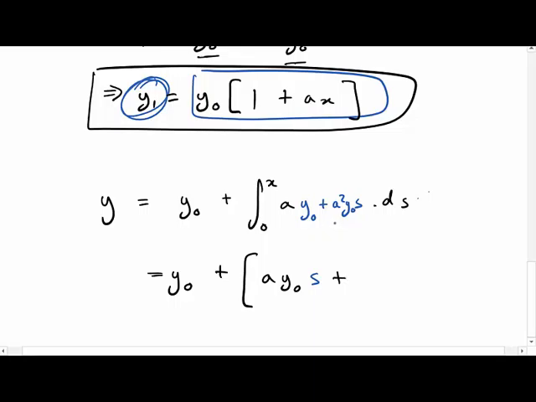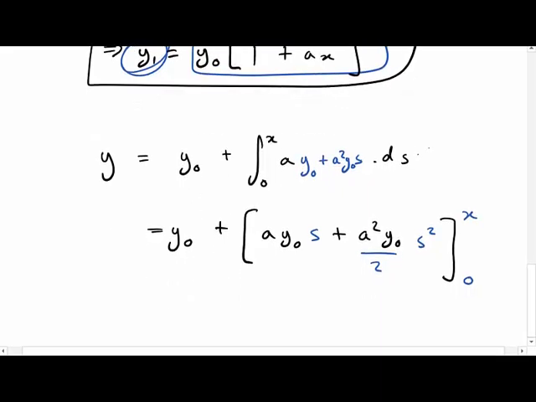Plus, just remember that a squared y0 is still going to be a constant. But now we're integrating with respect to s. So what's the integral of s? Well, it's going to be raise the power by 1 and divide by the new power. So this is going to become s squared over 2. And of course, we've still got the limits from 0 to x. And it's just a case of putting those limits back in again.